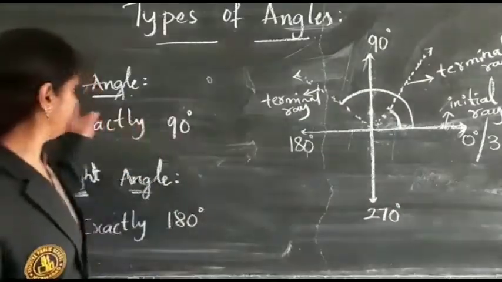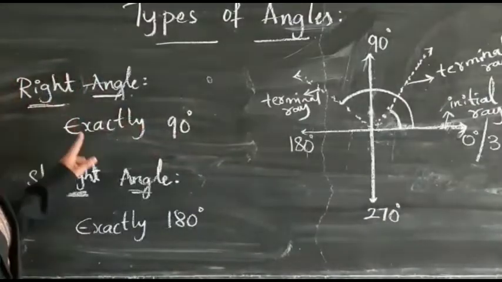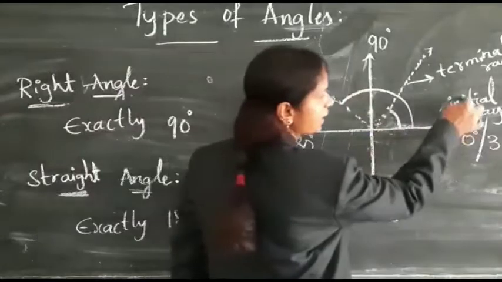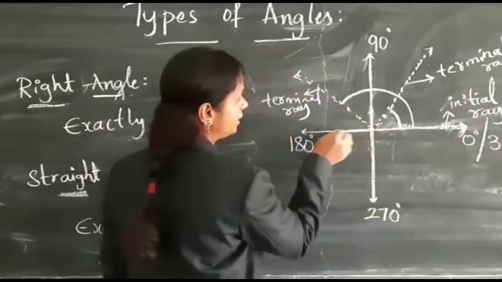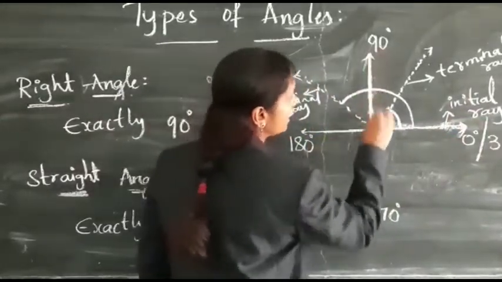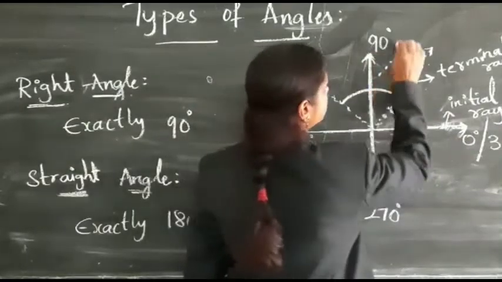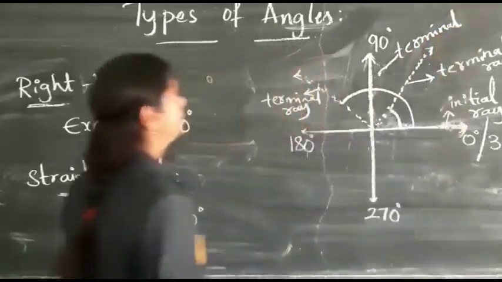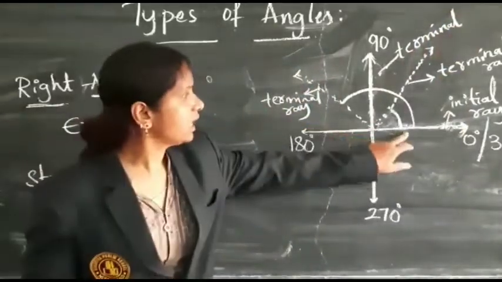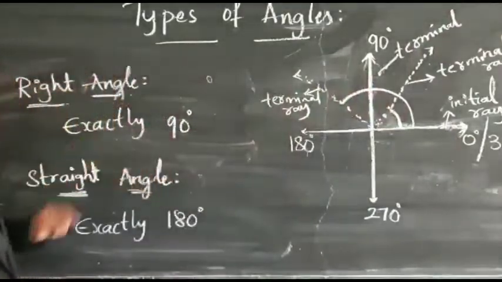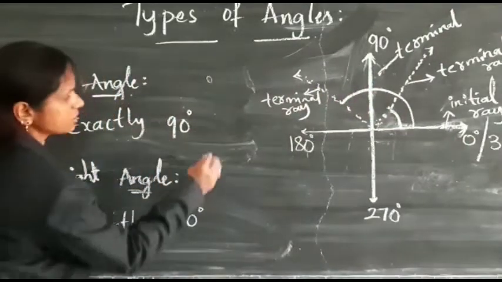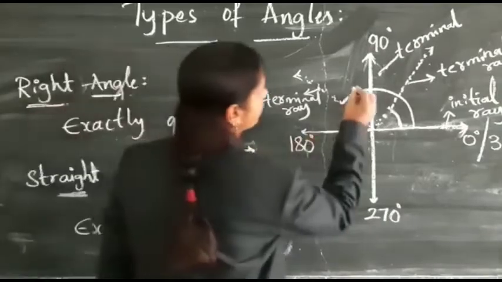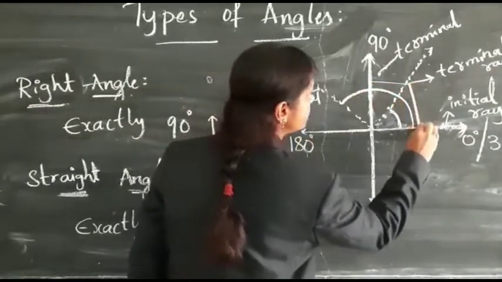Yes, now the right angle. A right angle is exactly 90 degrees. So the initial ray is at 0 degrees and the terminal ray is at 90 degrees. That is the right angle. It looks like an L shape, and here you can see 90 degrees.